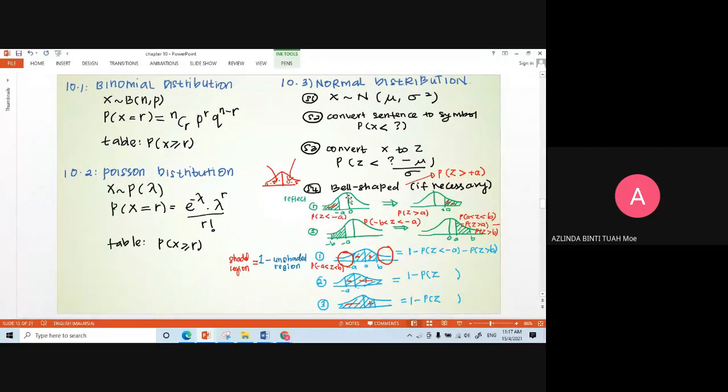Okay, the conclusion of bell shape is we have 5 types of bell shape that we probably get from the question after we convert X to Z. The major case, saya bahagikan kepada dua. We have the reflect part we have to do, or it involves one minus the unshaded region.